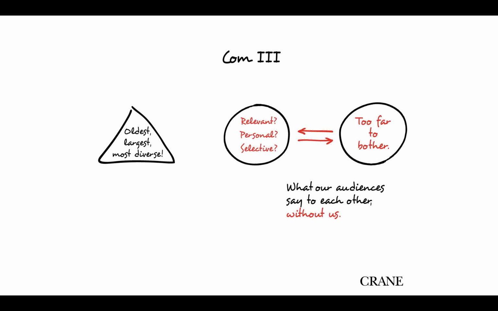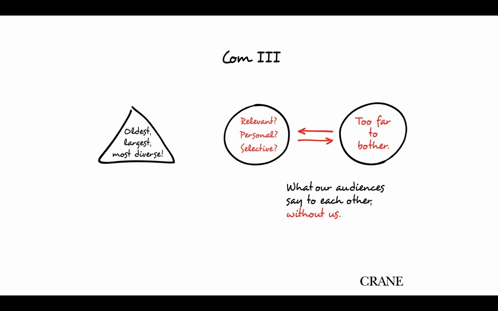So what people say is, well, how is that relevant to me? Are you personal? Maybe you're not personal, because if you're largest, you couldn't possibly be personal. Oh, if you're the most diverse, maybe you're not selective. So then looking at what audiences say to each other, what those two circles are saying to each other in what we call the COM3 area, which is all the discussion that's happening offline that we don't control from within our schools. Basically, people say, oh, you're kidding. All right, it's just too far to bother. So Woodward was falling off of the consideration list long before it should have.